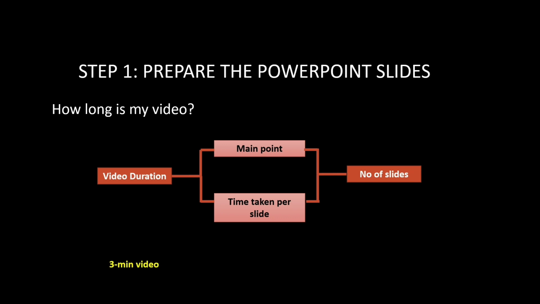For example, if you want to prepare a 3 minute video and you have 3 main points to deliver and you want to spend 1 minute per slide, that means you only need to prepare 3 slides. But if you have 3 main points and you want to spend only 30 seconds per slide, that means you need to prepare 6 slides in order to make an overall 3 minute video.